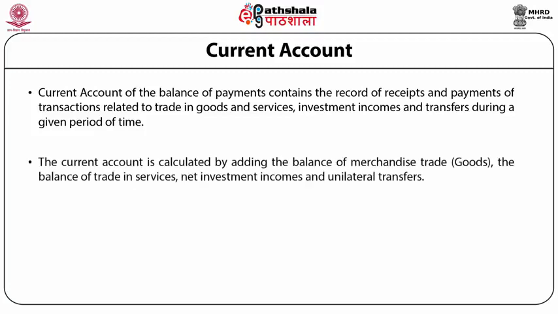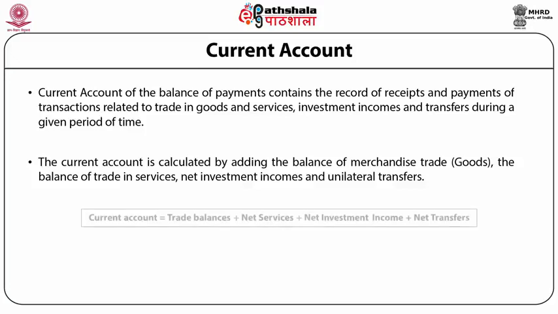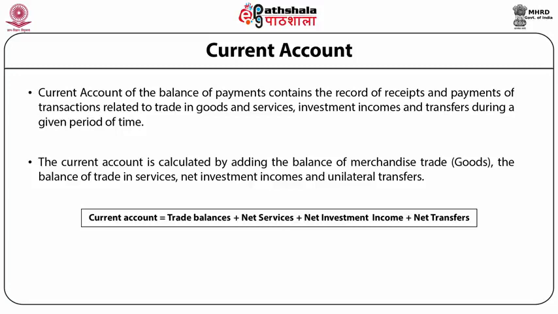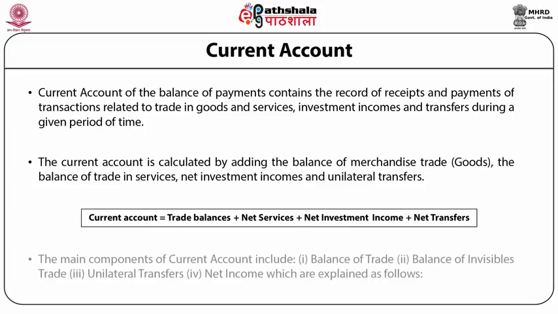The current account is calculated by adding the balance of merchandise trade, that is the goods, the balance of trade in services, net investment incomes, and unilateral transfer. So we can have a formula for current account, that is current account is equal to trade balance plus net services plus net investment income plus net transfers. So the main components of current account: first is the balance of trade, second is the balance of invisible trade, third is the unilateral transfers, and the fourth and the last one is net income, which have been explained.